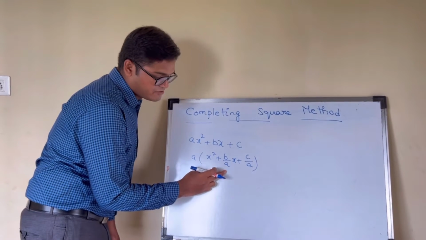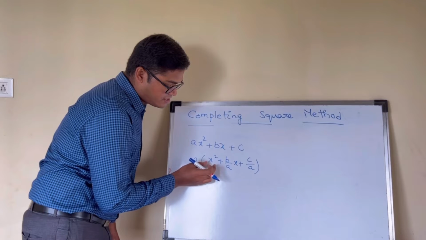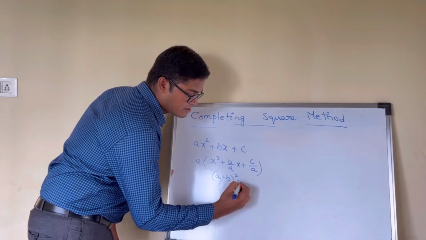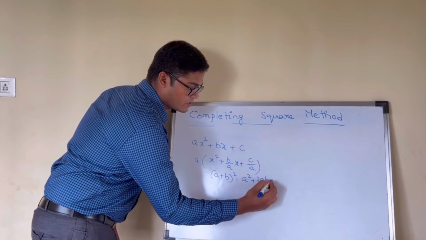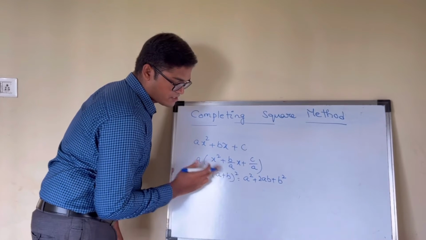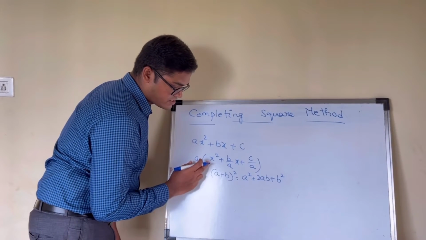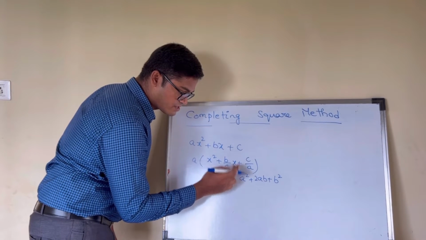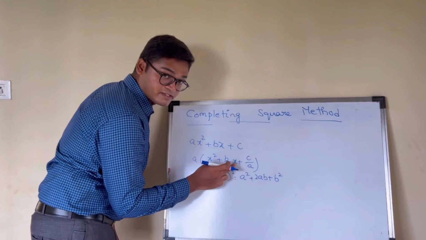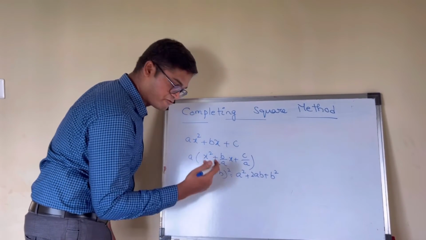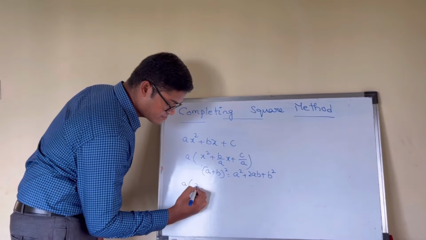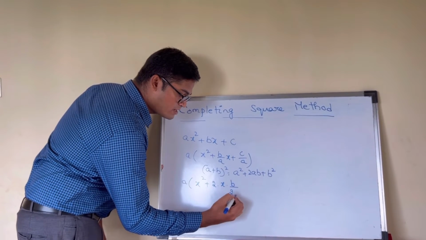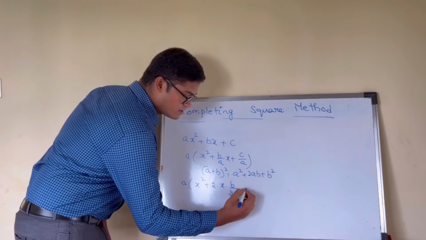Now, the coefficient of x here is b by a. I am going to convert it into the format that gives us the (a plus b) whole square formula: a square plus 2ab plus b square. In place of a square, we already have x square, so we can say a equals x here. Since x is already there in place of a, I am going to form the 2 into b format. Let's see how we do it: x square plus 2 into x into b by 2a plus c by a.